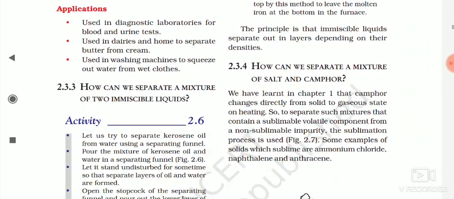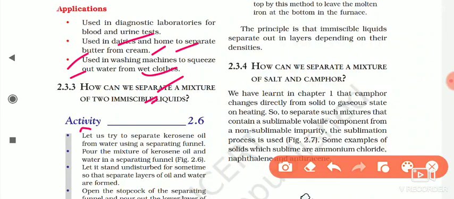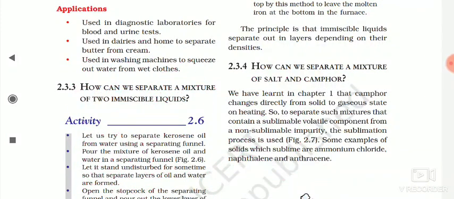Now the same method is used in dairies and at home to separate butter from cream, and third, it is used in washing machines to squeeze out water from wet cloths. And the concept behind it is when very fine particles are whirled rapidly, some denser particles are forced to settle at the bottom and some lighter particles remain at the top. Then you can use the centrifuging method.